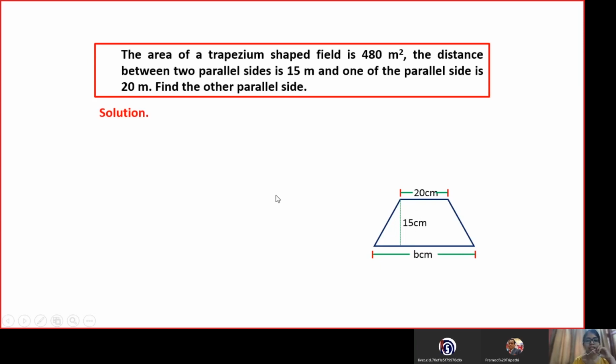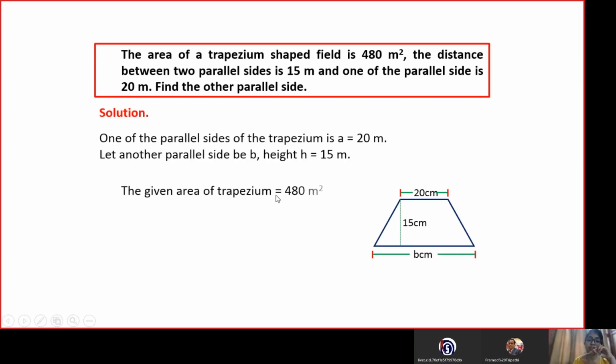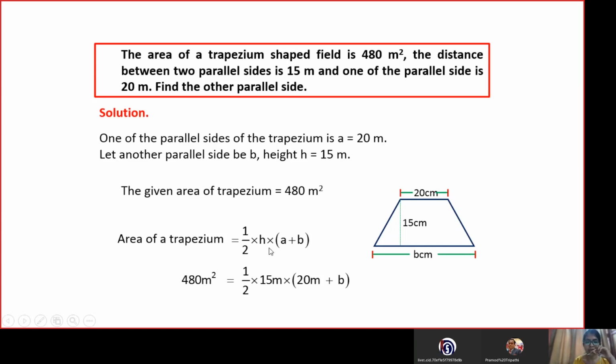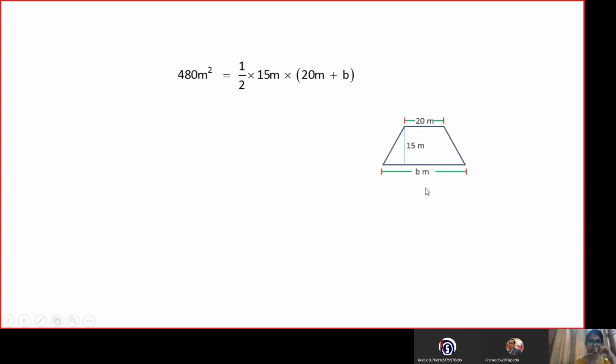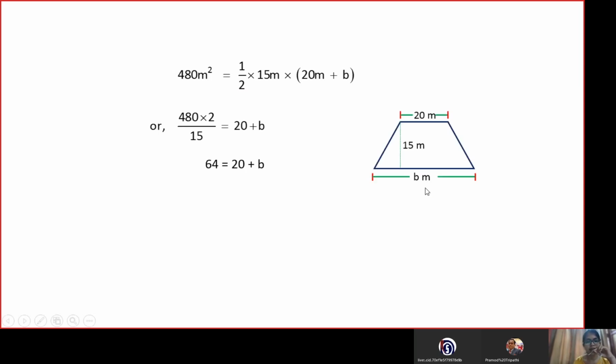Now, as you all know, the area of a trapezium is given by the formula half into the height into the sum of parallel sides. Yes, just substitute the value. So instead of area of trapezium, I have put 480. Instead of height, I have substituted 15. Instead of one parallel side, I've put 20. And we need to calculate the other parallel side. So once you calculate, you will get the other parallel side as 44 meters. I hope you've understood how we calculate it.